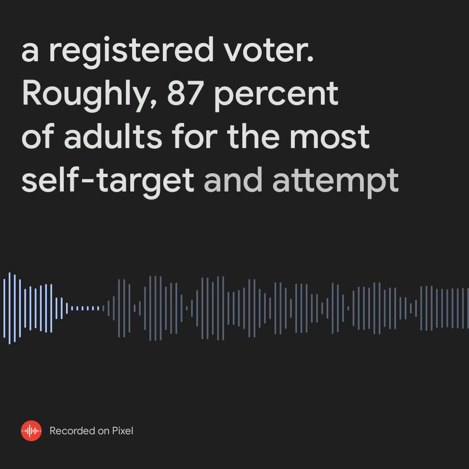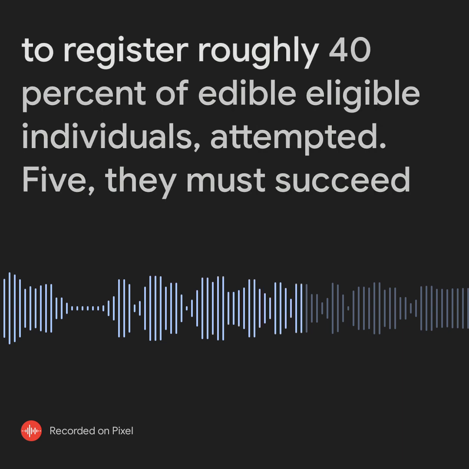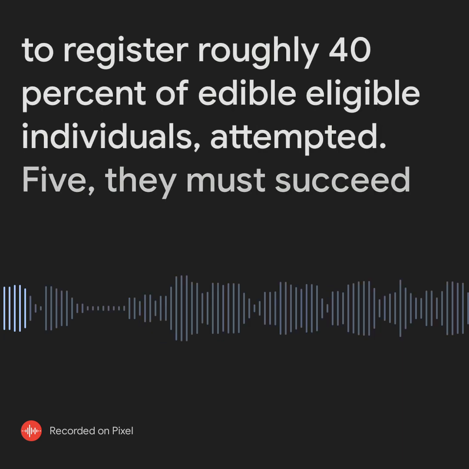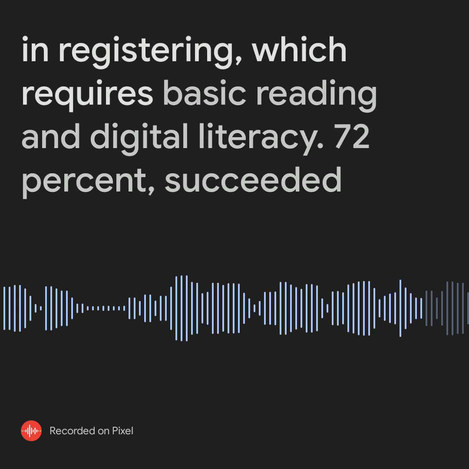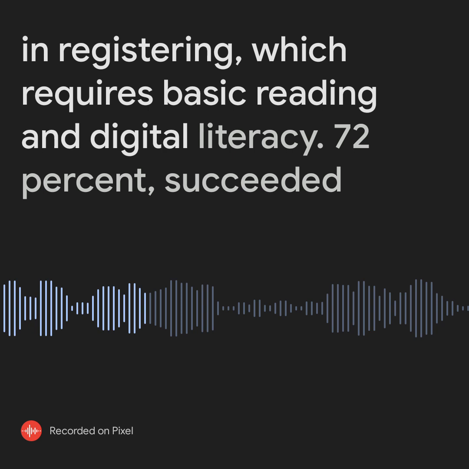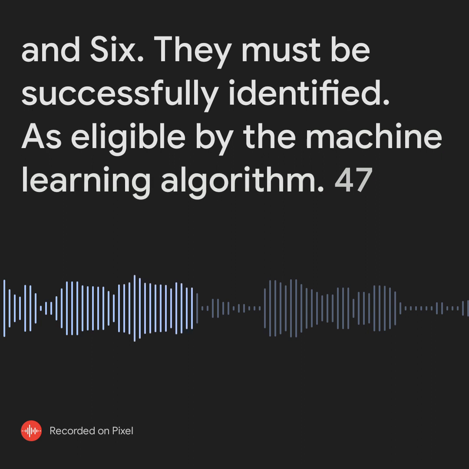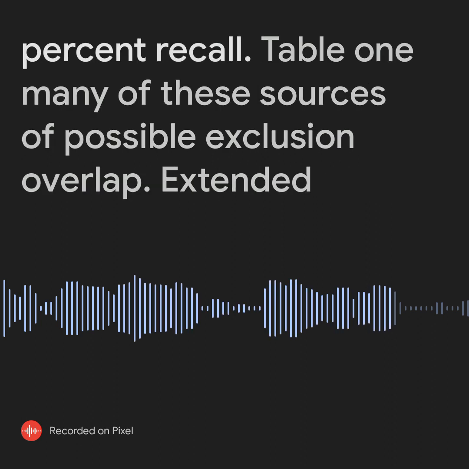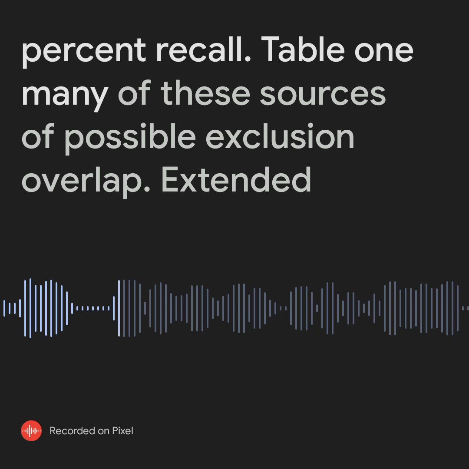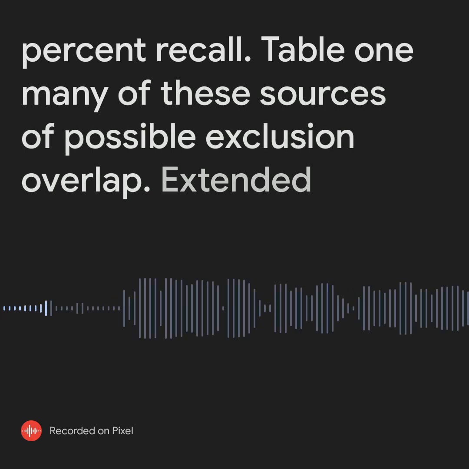4. They must self-target and attempt to register, roughly 40% of eligible individuals attempted. 5. They must succeed in registering, which requires basic reading and digital literacy. 72% succeeded. And 6. They must be successfully identified as eligible by the machine learning algorithm. 47% recall. Table 1. Many of these sources of possible exclusion overlap.